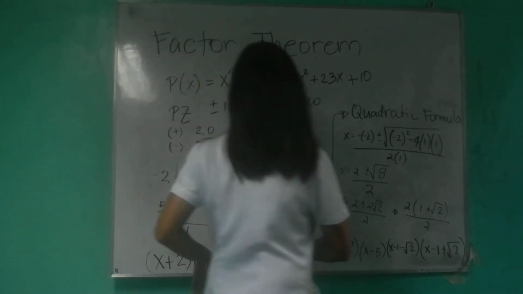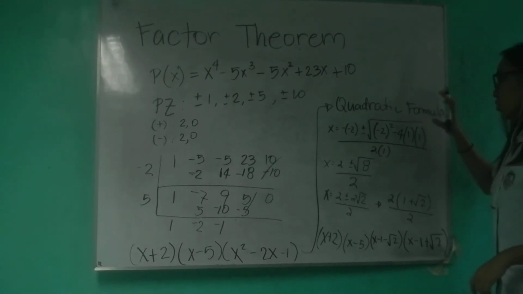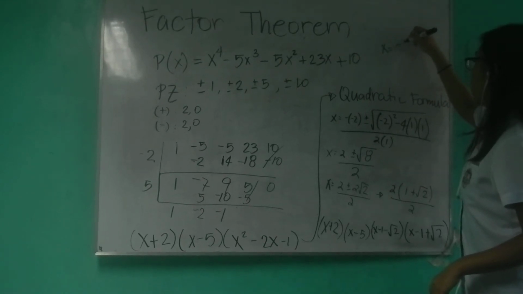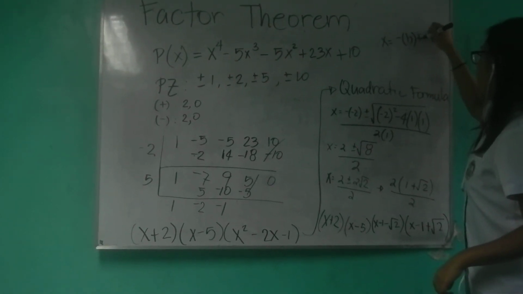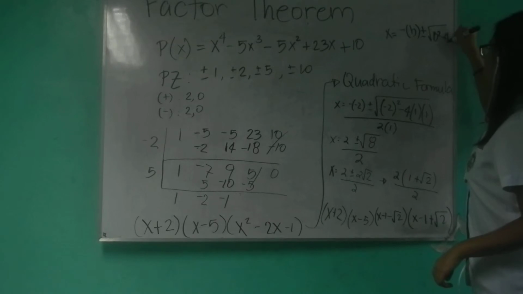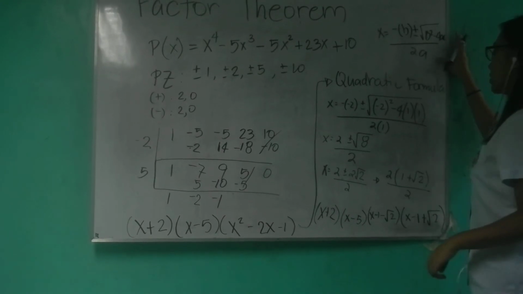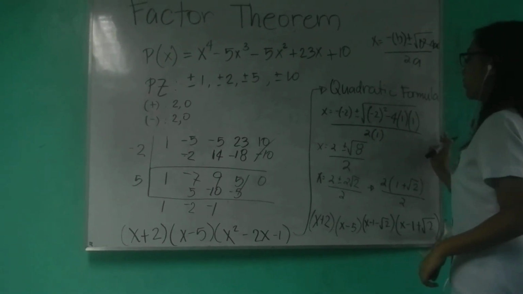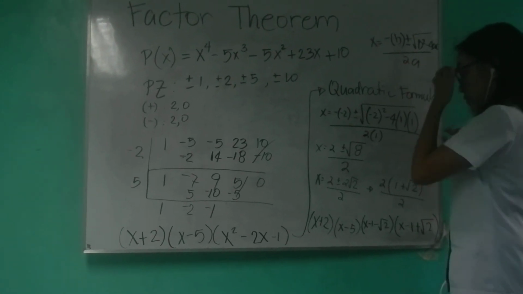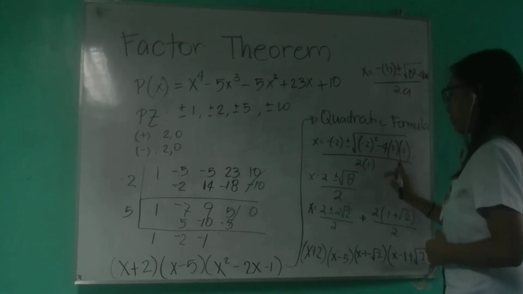But since we cannot factor out x squared minus 2x minus 1, we have to use the quadratic formula. So, the quadratic formula is x is equal to negative b plus or minus the square root of b squared minus 4ac all over 2a. Now, since we have to substitute this, we get negative times negative 2 plus or minus the square root of negative 2 squared minus 4 times 1 times 1, then 2 times 1. We get 2 plus or minus square root of 8 over 2.